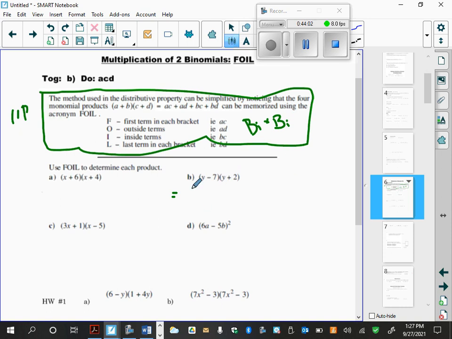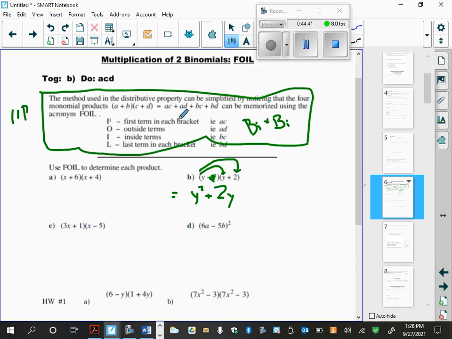So for B, first, there's 2 ways you can look at it. Let's look at it this way first. You can pretend this -7 isn't even here, and you're just distributing the y into the second bracket, like we did in grade 9. So distribute the y into the second bracket. You get y squared plus 2y. That's how you get your first 2 terms.